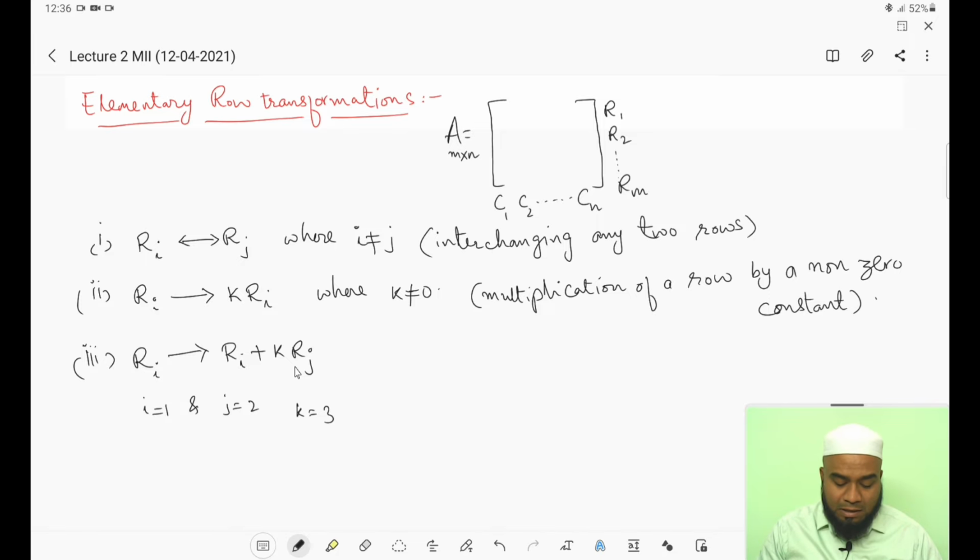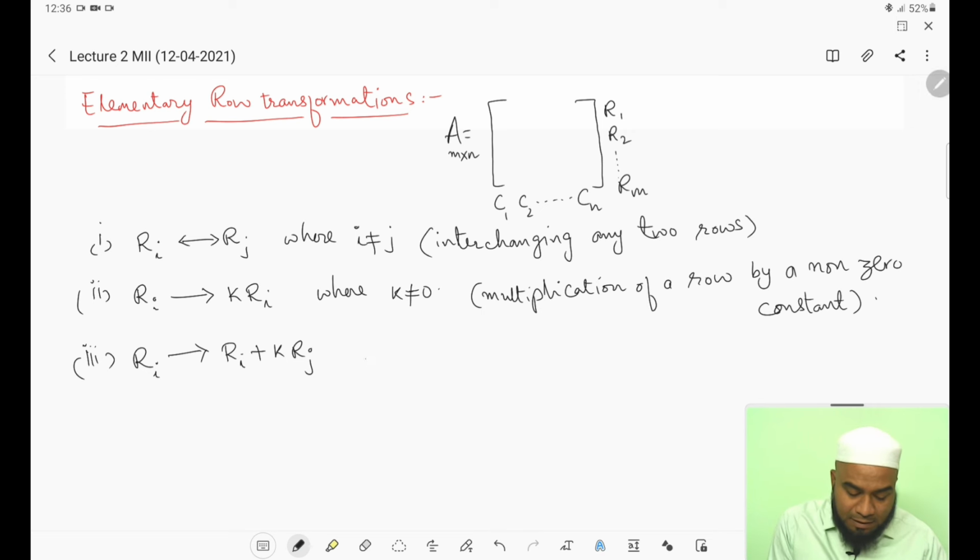The same thing can be defined for elementary column operations also, right? So what we have done: we can interchange any two rows, that is the first elementary transformation. We can multiply any row with a non-zero constant, the second elementary row transformation. And we can add to any row some other row multiplied by a non-zero constant. Here also k is not equal to 0.